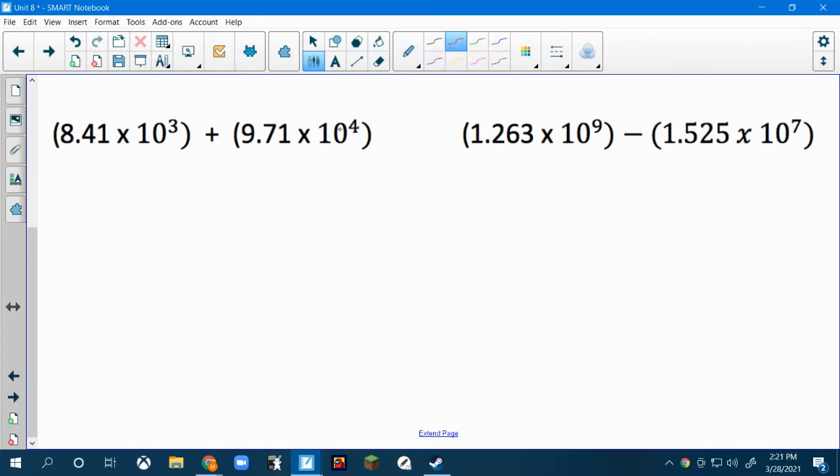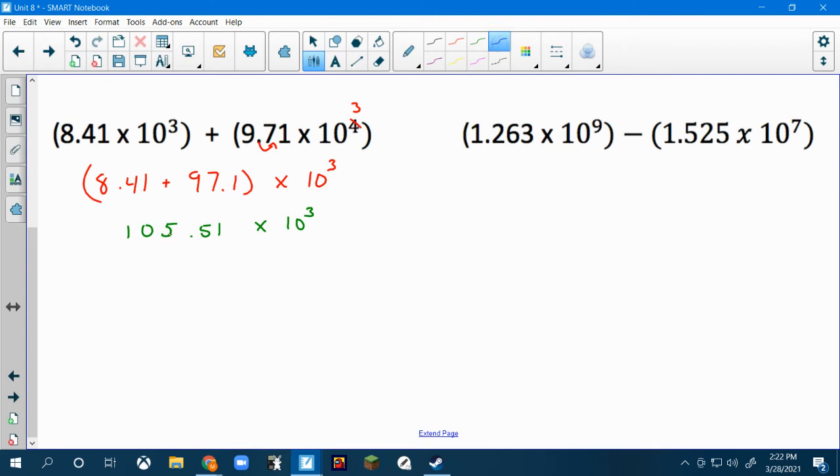And welcome back. Again, we are changing the larger exponent to a smaller exponent, which means we got to change this decimal to 1 over. So we're going to get 8.41 plus, not 9.71, 97.1 times 10 to the 3rd power. And combine the two, we get 105.51 times 10 to the 3rd.